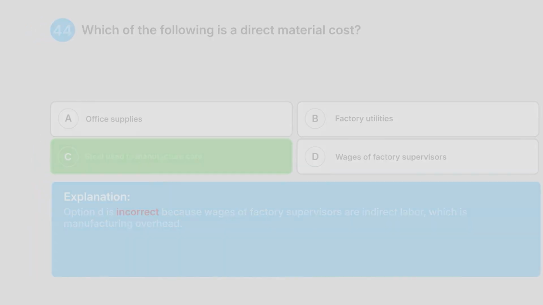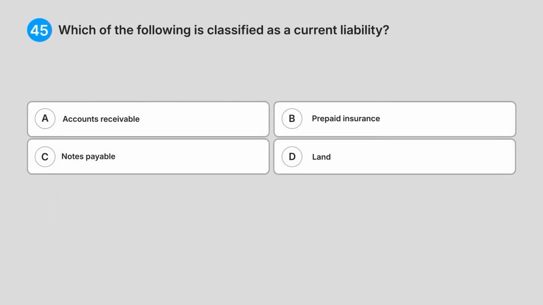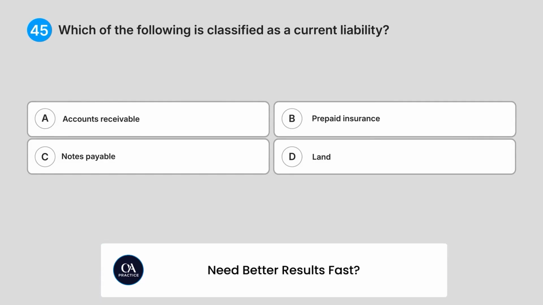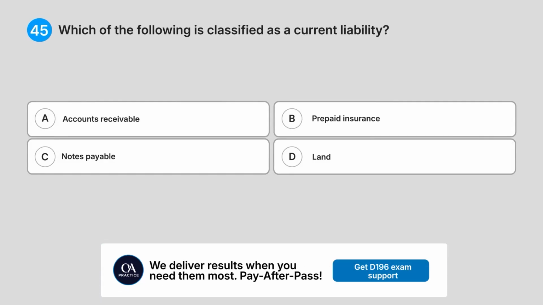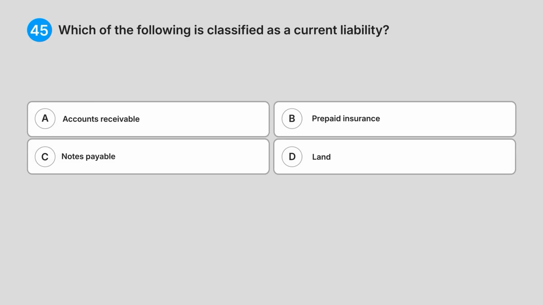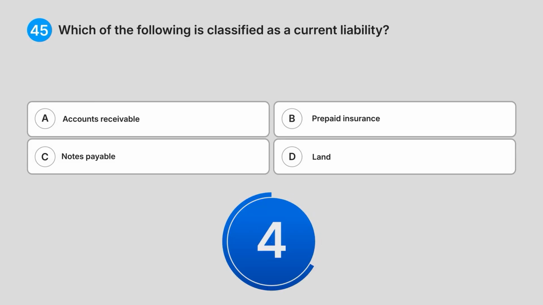45. Which of the following is classified as a current liability? A. Accounts receivable. B. Prepaid insurance. C. Notes payable. D. Land. Can you guess the answer?